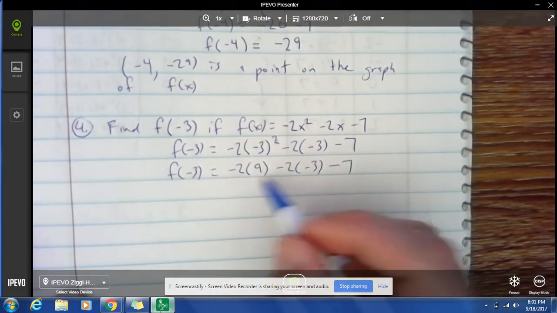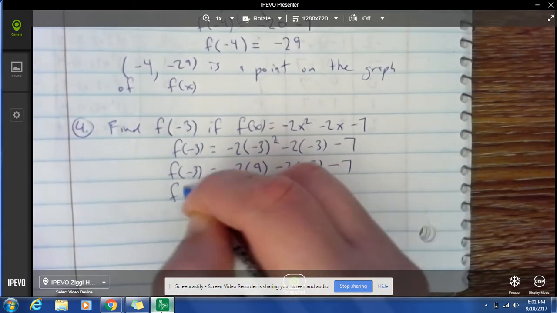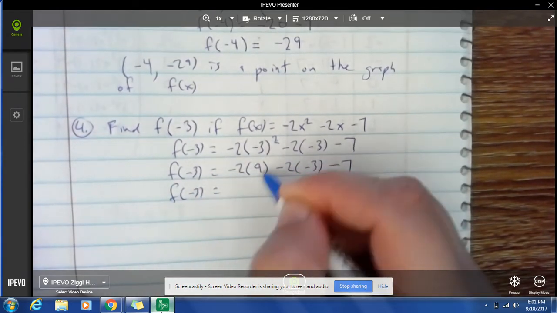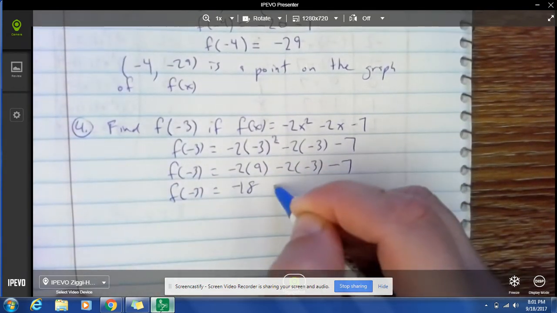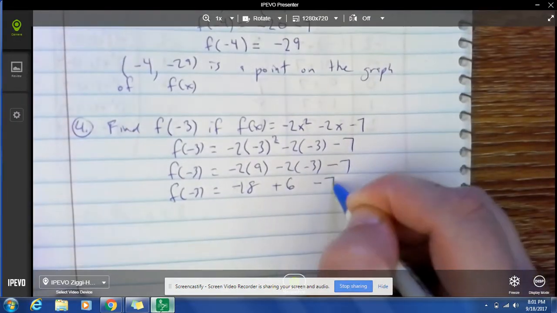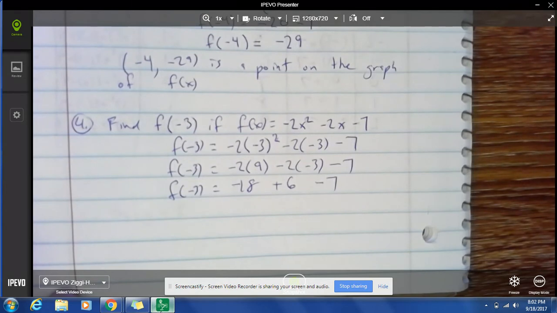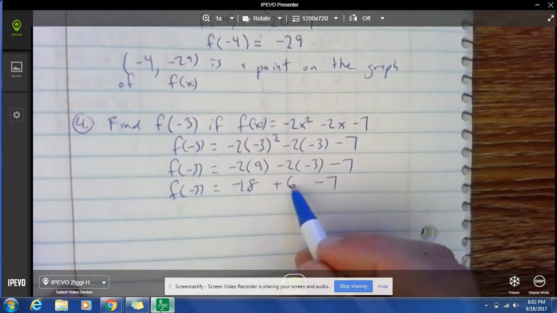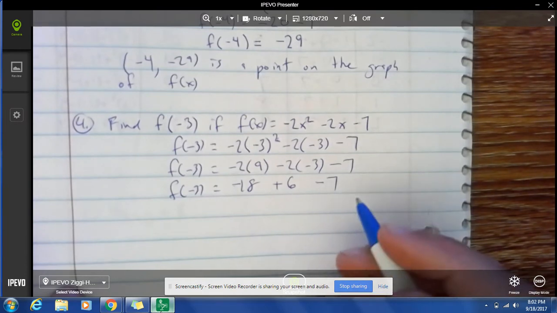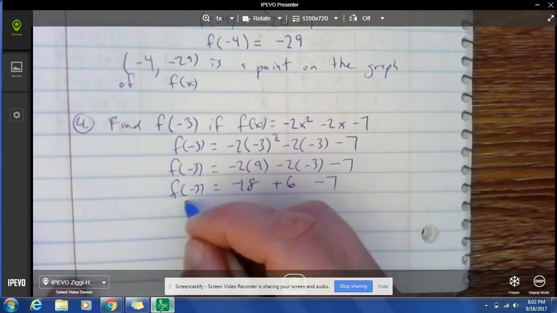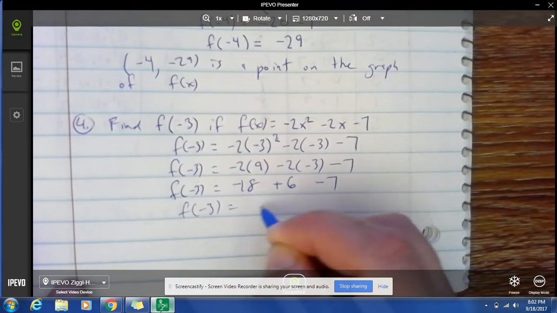Okay? And now we're going to take care of our multiplications. So that's -18, that's +6. So -18 plus 6 minus 7. And then -18 plus 6 is -12. And -12 minus 7 is -19. So f of -3 equals -19.